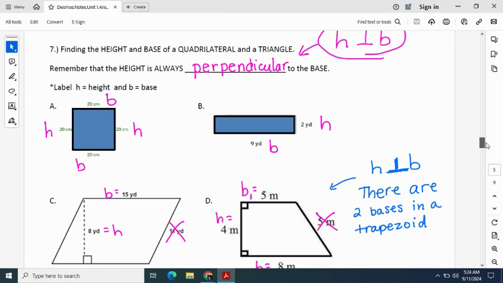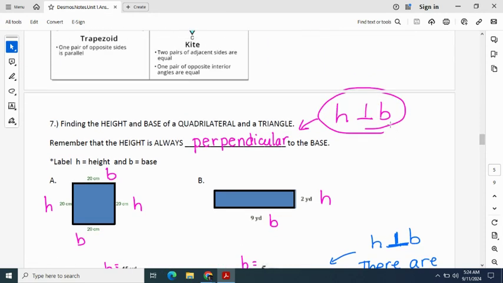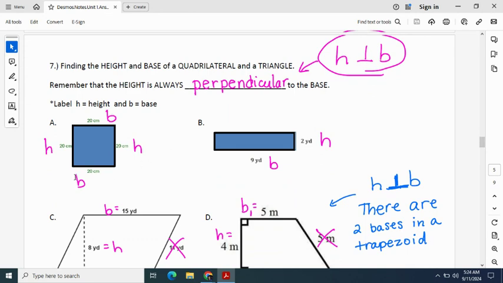Finding the height and base of a quadrilateral and a triangle. Don't forget height has to be perpendicular to the base. Remember that height is always perpendicular to the base. Label H as height and B for base. So if I look at A, the bottom and top, those are the bases and the sides are the height. You don't have to label all around. You could just label one base, one height.